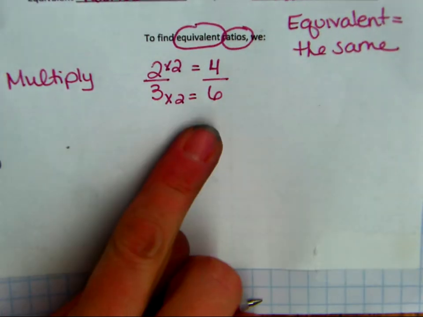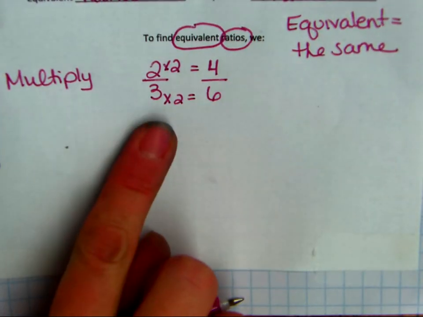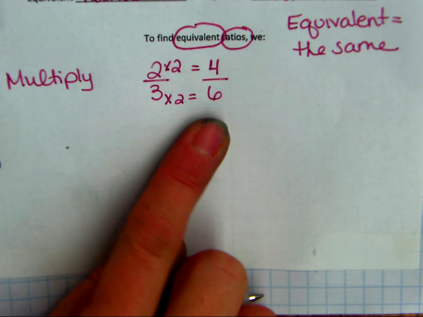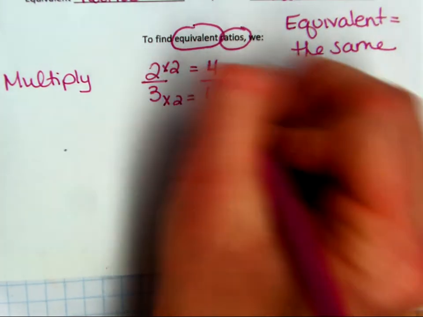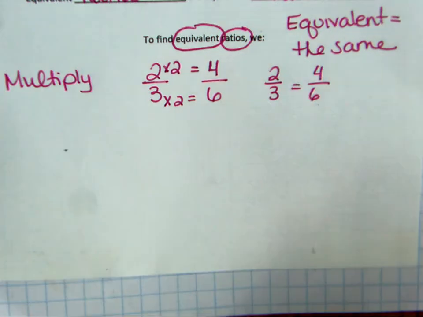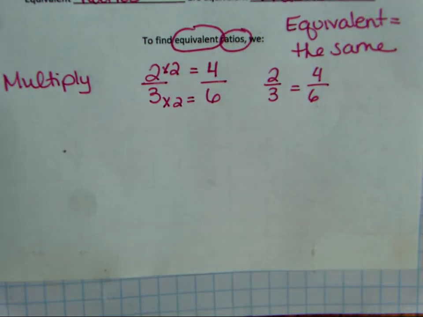Does it work out? If I multiply 3 times 2, do I get 6? Oh, yes. So are they equivalent? They are indeed equivalent. So 2/3 would be equivalent to 4/6. So you're looking at the relationship between the two numbers. Can you multiply the numerator by the same number as the denominator to get it to work?